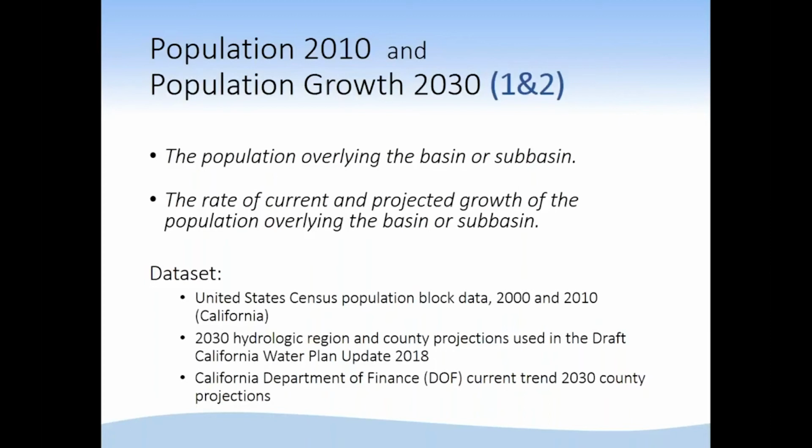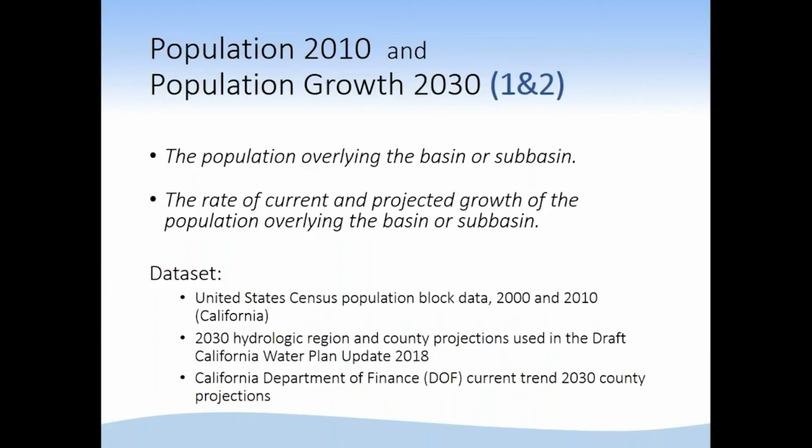Again, for population overlying the basin or sub-basin, we used 2010, and we used the United States Census block data. The biggest challenge there was intersecting those population blocks with respect to groundwater basin boundaries. But that was the data set and the process we used for calculating both 2000 and 2010.